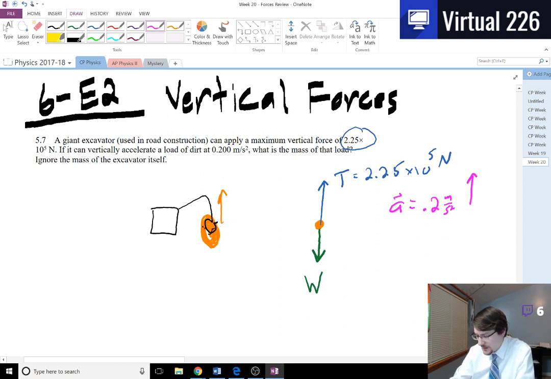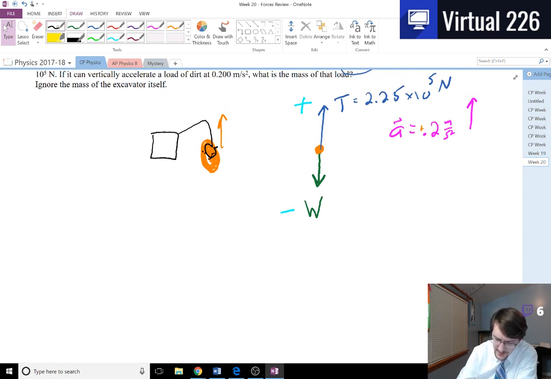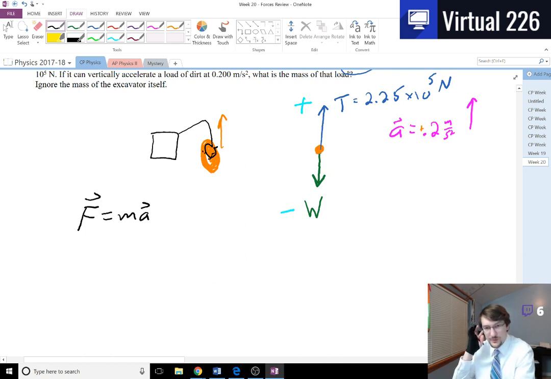Now, if it's saying it's accelerating upward and this 0.2 is positive, that means technically speaking, they've considered up as positive and down as negative in the problem. If you wanted up to be negative, then you'd have to change that acceleration to a negative quantity. So just be aware of that. If we want to figure out what's the maximum mass the excavator could lift, if we ignore the excavator, then when we set up F equals ma, we're almost done with this problem. We're like 70% done.